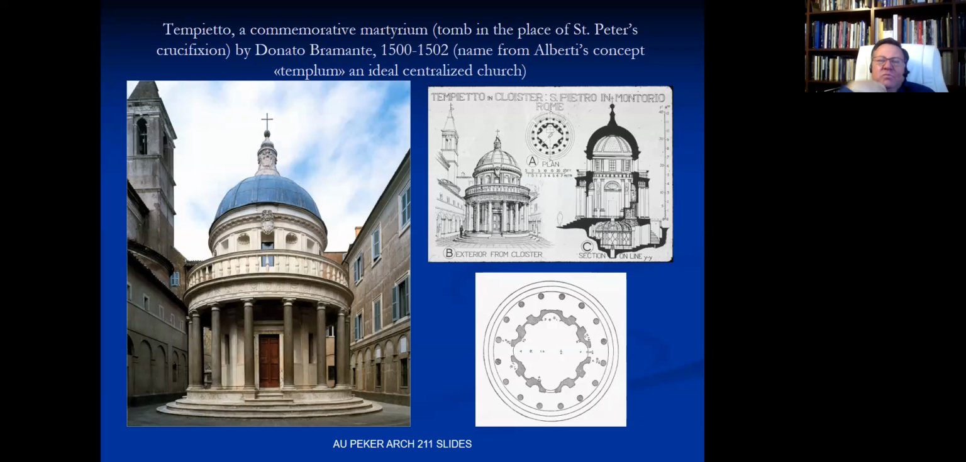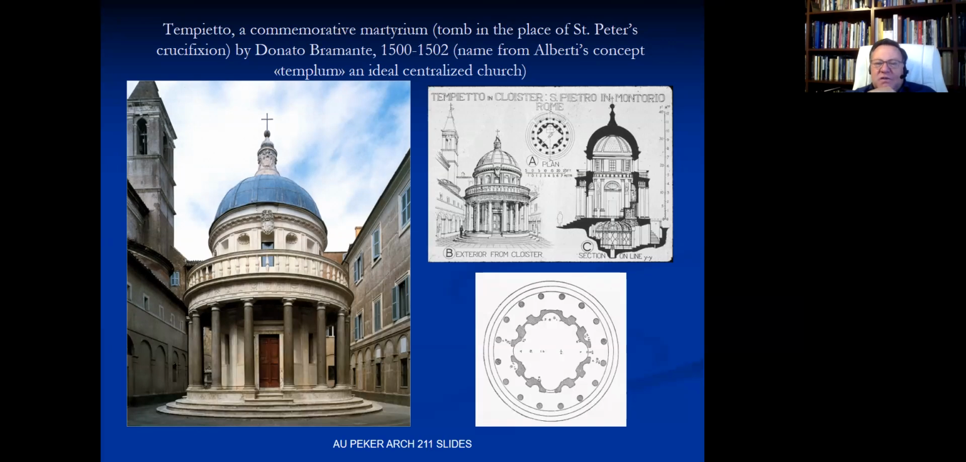Then Bramante, borrowing this idea from him, designed a building which was never used as a church. But the idea is an ideal church. It is a commemorative martyrium, a tomb where St. Peter was crucified, built by Bramante.